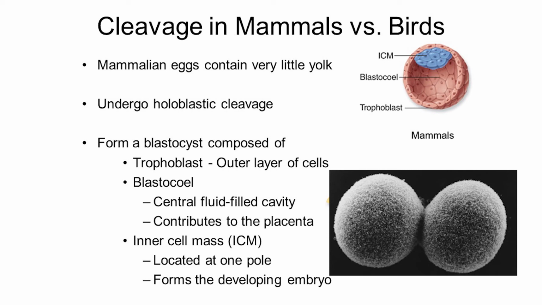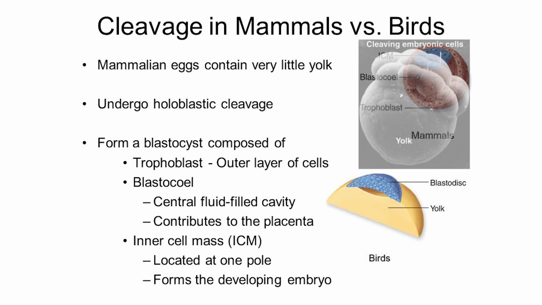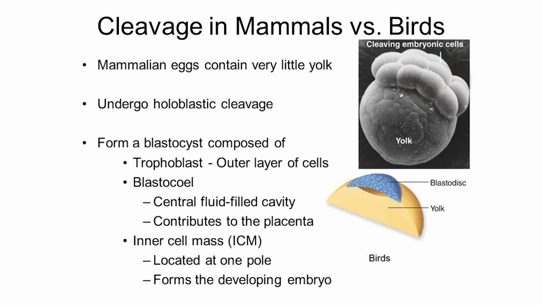And birds carry out meroblastic cleavage because the eggs contain a substantial amount of yolk, and the developing embryo is referred to as a blastodisc. And there's a very small blastocoel that's formed in the bird egg that is in between the yolk and the blastodisc.